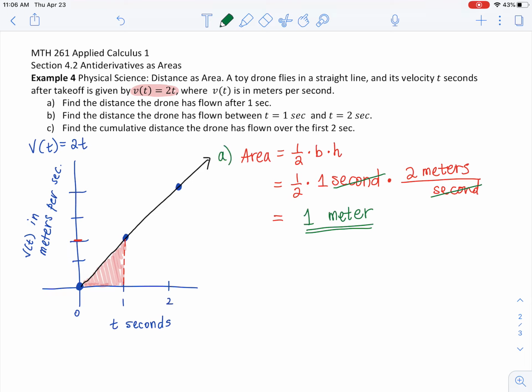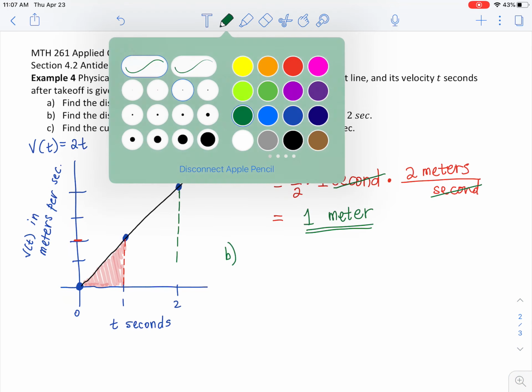Okay? So by finding the area of this triangle, we figured out that the distance the drone has flown after 1 second is exactly 1 meter. Okay? Let's try B. So this one was A, B. Find the distance the drone has flown between 1 second and 2 seconds.